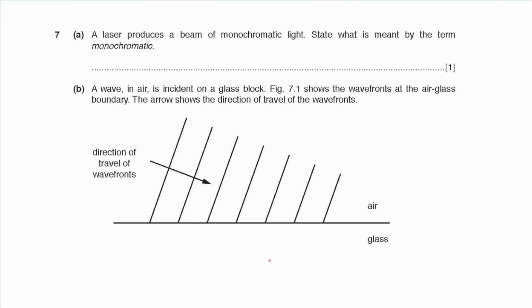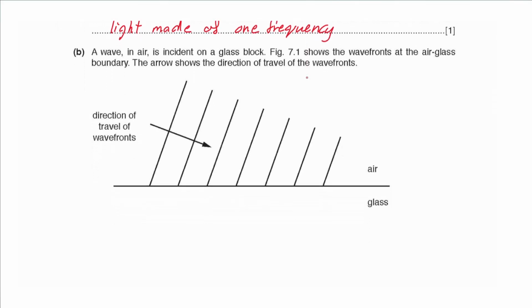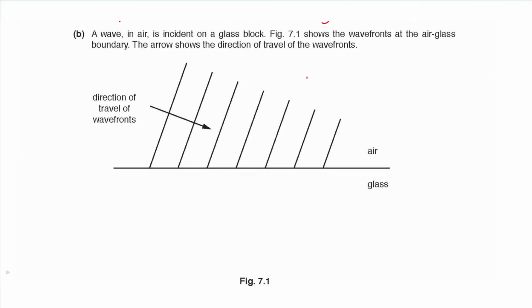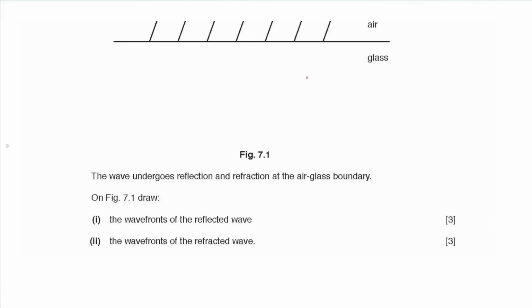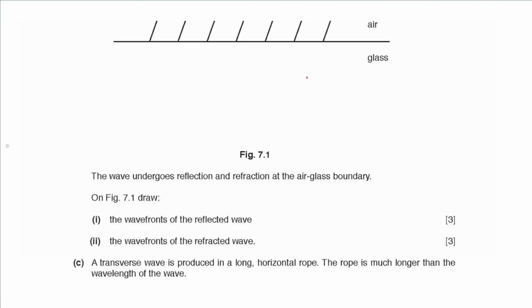Question 7a says a laser produces a beam of monochromatic light. State what is meant by the term monochromatic light. It is light made of one frequency or one wavelength. Question B says a wave in air is incident on a glass block. Figure 7.1 shows the wavefronts at the air glass boundary. The arrow shows the direction of travel of the wavefronts. The wave undergoes reflection and refraction at the air glass boundary. On figure 7.1, draw first the wavefronts of the reflected wave and then the wavefronts of the refracted wave.